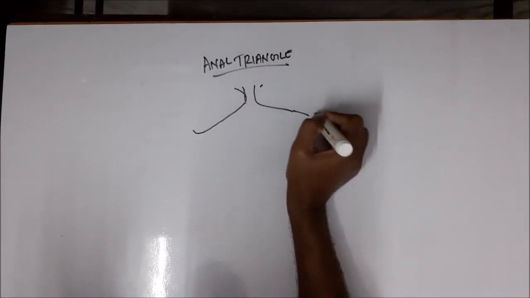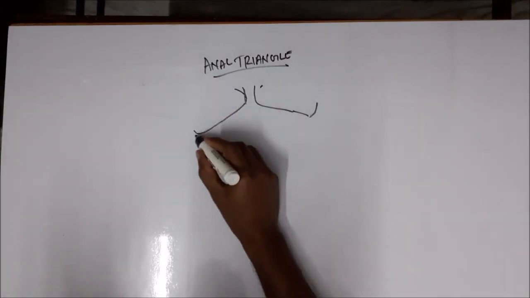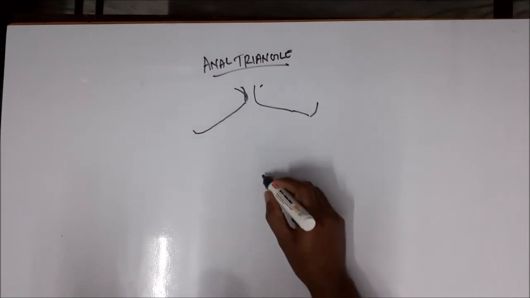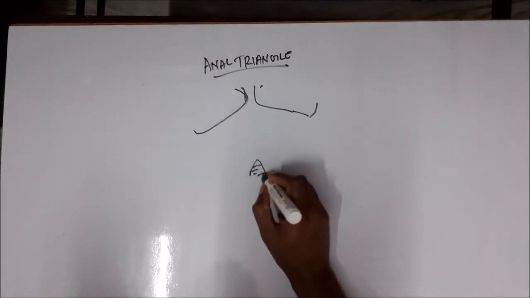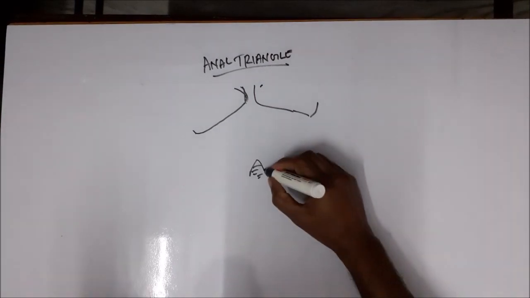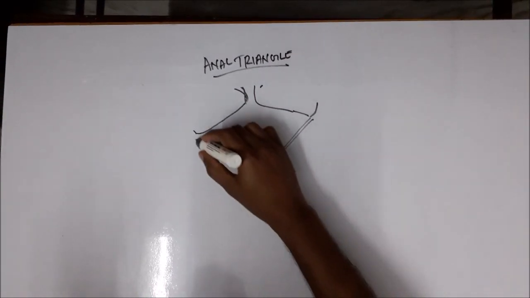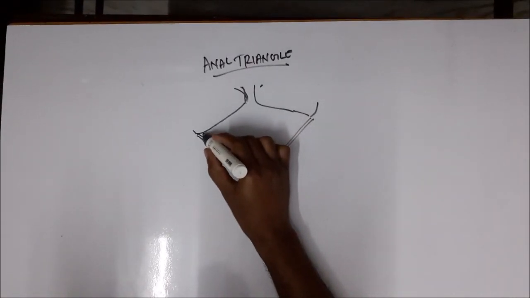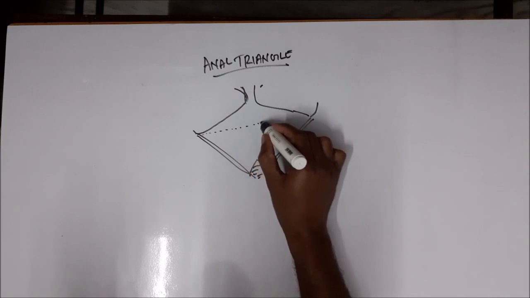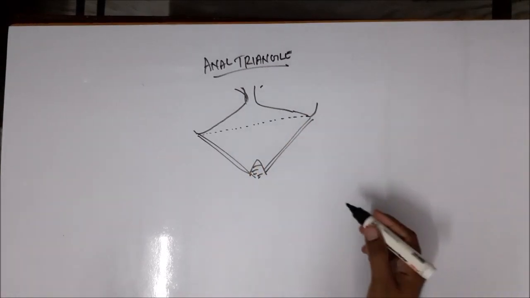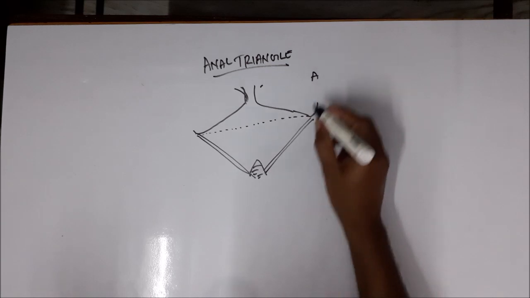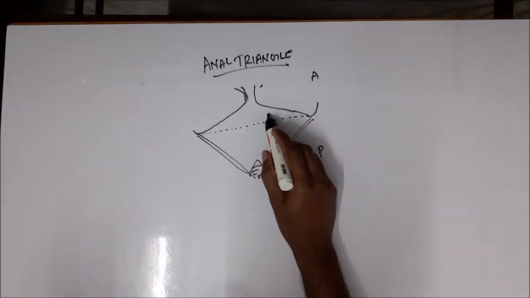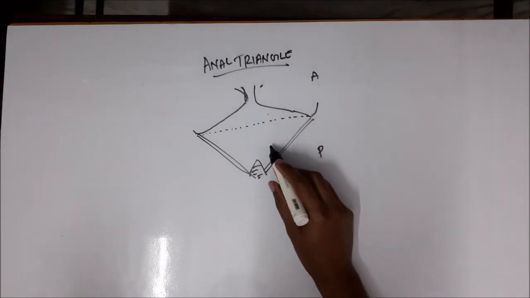anteriorly this is the pubic symphysis, ischiopubic ramus, and this is the ischial tuberosity, and behind there is the coccyx, and joining this coccyx to this ischial tuberosity we have the sacrotuberous ligament. And if you draw an imaginary line joining these two ischial tuberosities, that line will divide this perineum into two halves. The anterior part is the urogenital triangle, the posterior part is the anal triangle.